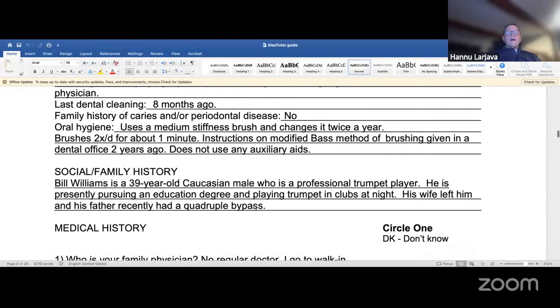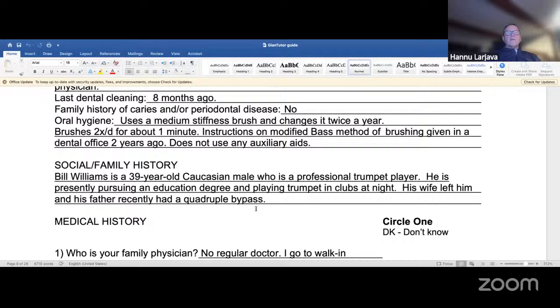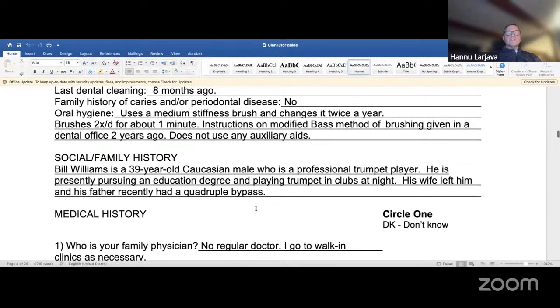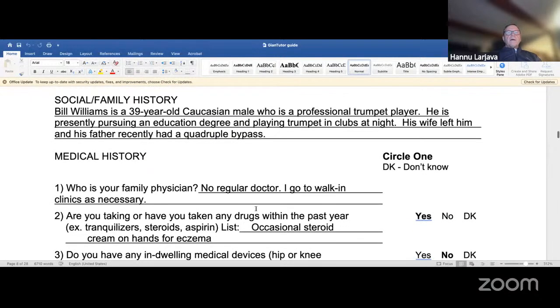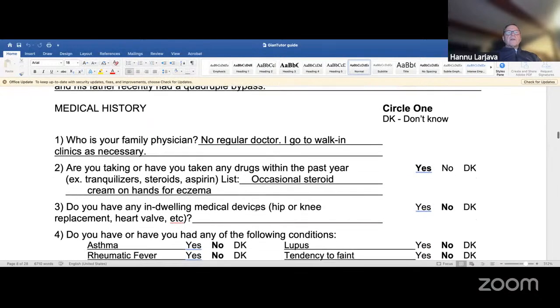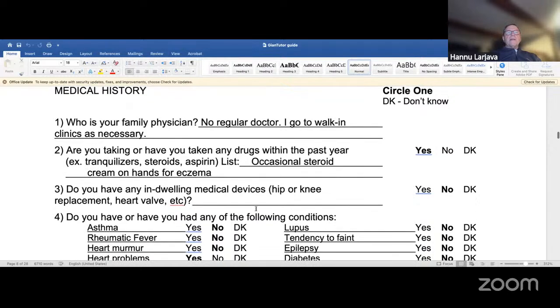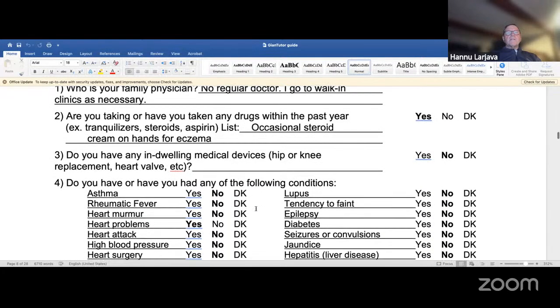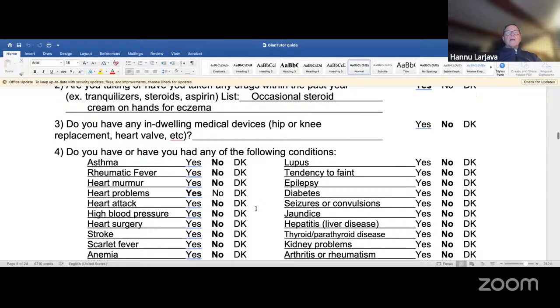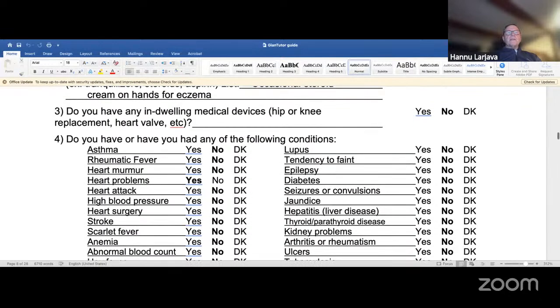So Bill Williams is a 39-year-old Caucasian male who is a professional trumpet player. He's presently pursuing an education degree and playing trumpet at clubs. His wife left him, and his father has recently had a quadruple bypass, so a heart condition. No regular doctor, goes to walk-in clinics. When needed, has a steroid for eczema.